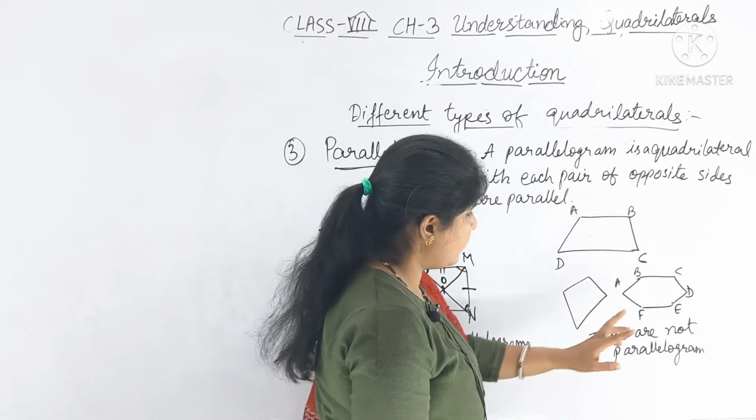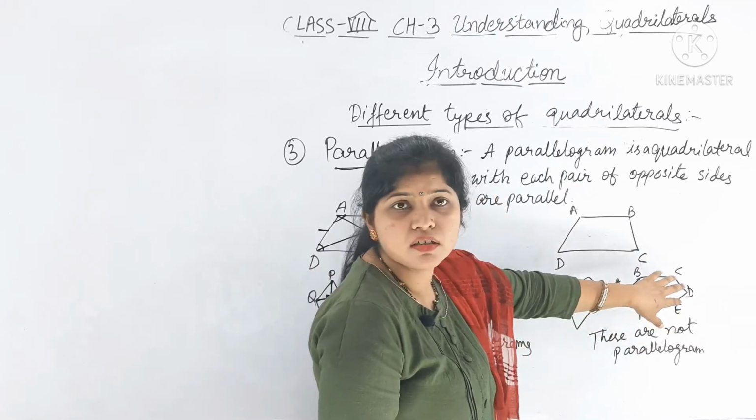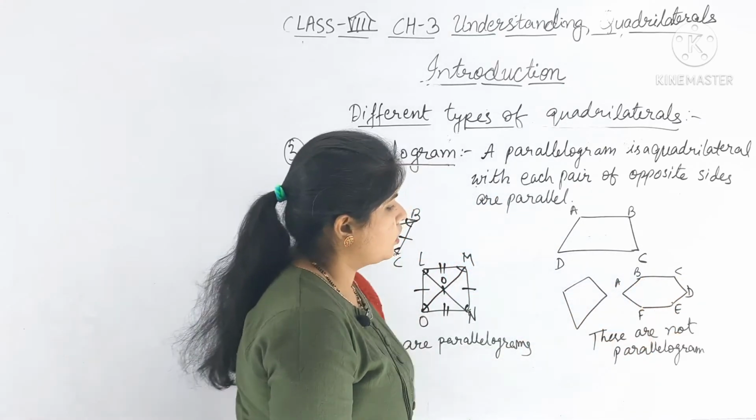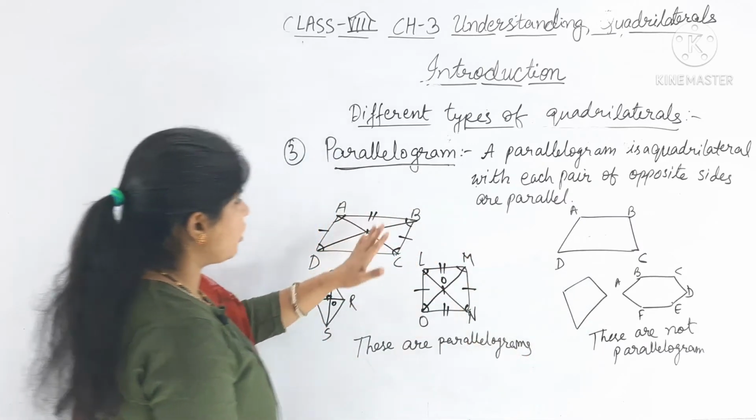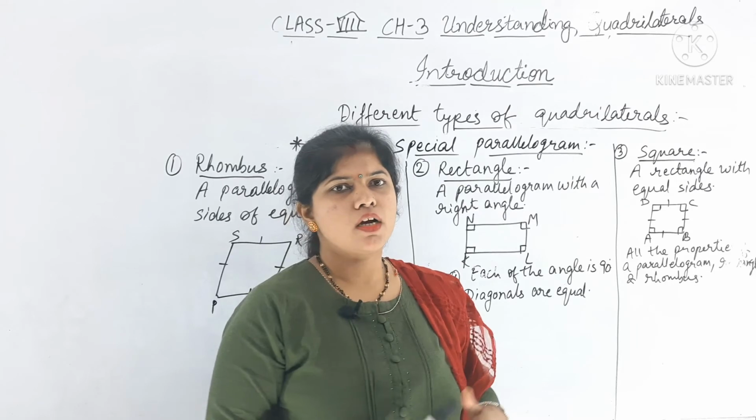These are the kite and these are some 1, 2, 3, 4, 5, 6. It is a hexagon. Okay, so these are not parallelograms. A parallelogram should have opposite sides parallel. Come to the next point.